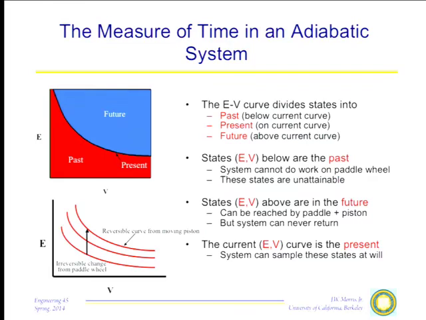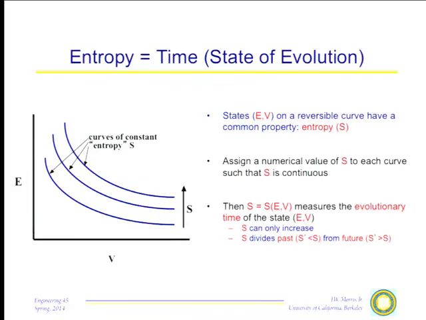And I can then define it. If that's true, since every state of the system sits on some curve, I know it does because I can go to any volume and add an incrementally small amount of energy. Every state of the system sits on some curve. Every state of the system has a value of the entropy, just like it has a value of the energy in the volume. So I wind up with a situation in which these are curves of constant entropy.